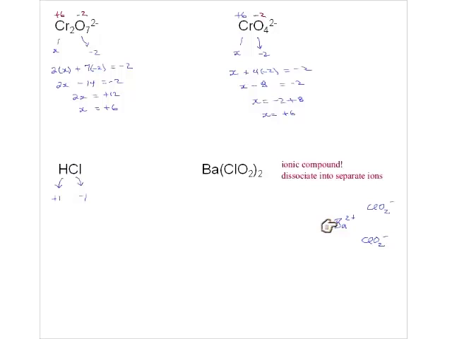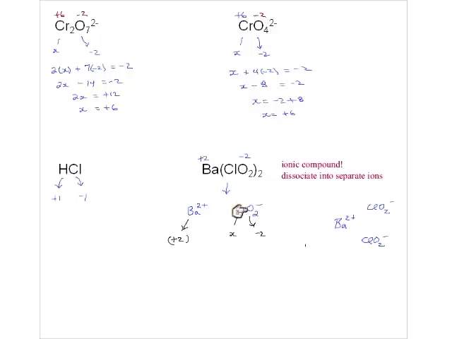So I'm going to look at this and say, well, if this is going to break into its ions, I know exactly what the state of barium is now. Barium is going to be plus 2 because it's a simple ion. Oxygen is going to be minus 2. And you notice how these 2's are going to start interfering here? I'm not going to do it like that.